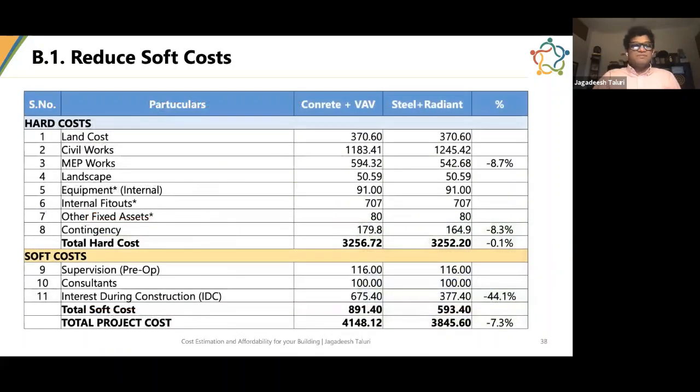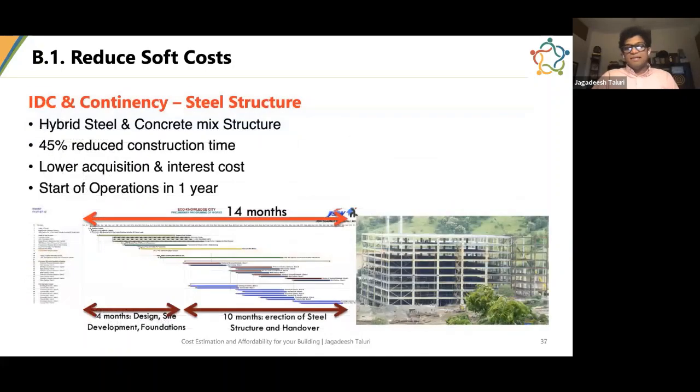So basically that is going to result in IDC costs reducing by almost 30%. So all these aspects you'll have to take into account to be able to justify the net zero energy building that you are doing.